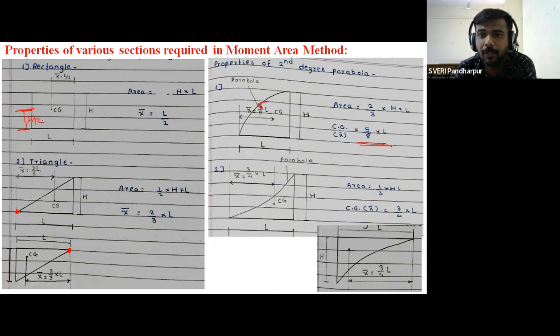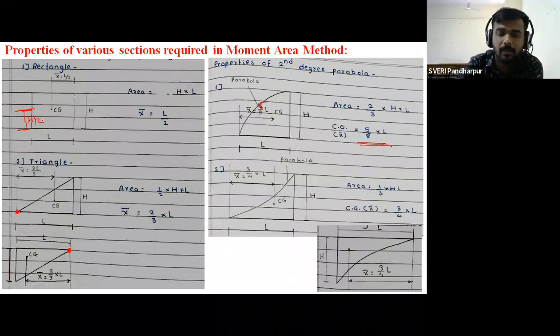So check all the formulas properly, how it is located, how CG distances are located from which point. So for rectangular and triangle, it is very simple because these two sections are very well familiar with us. Maybe their formula is rectangular B into D. Instead of B into D I have taken H into L. For the triangle 1/2 H into L, 2 by 3 into L. But remaining formulas for the parabolic.